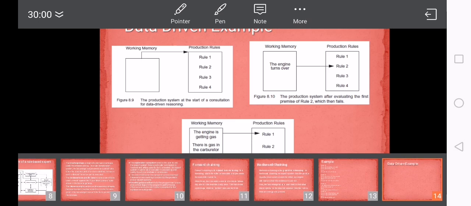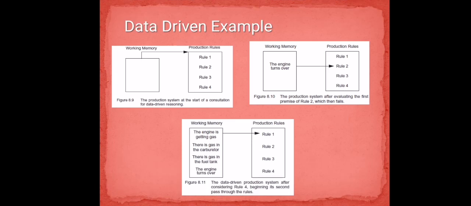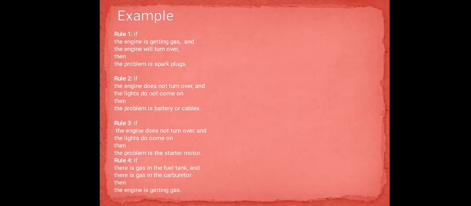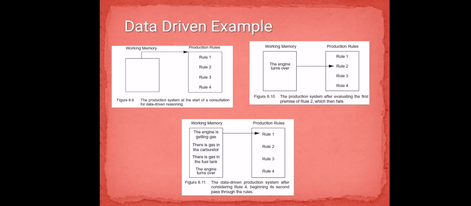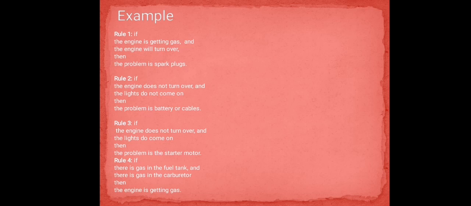Then the second figure, figure 8.10, we are moving to rule 2. In rule 2 the condition is that the engine does not turn over, which is already false, so we don't need to consider rule 2. For rule 3 also, the condition is that the engine does not turn over, but we have already said that the engine turns over. So rules 2 and 3 are false, and we are moving to rule 4. In rule 4, suppose the 2 conditions are true, that is there is gas in the fuel tank and there is gas in the carburetor.